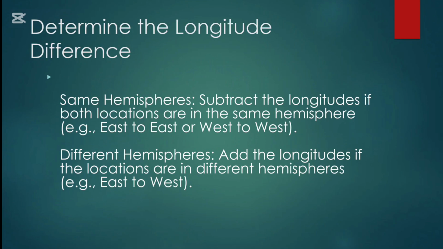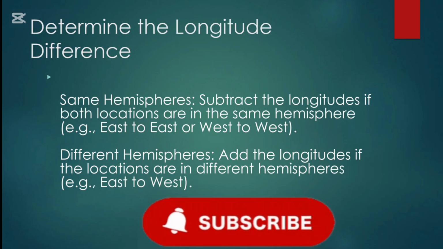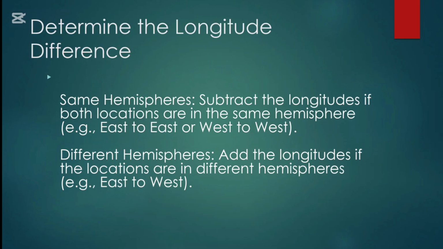So determine the longitude difference. How are we going to do it? When you are determining the longitude difference, if they are on the same longitude, we subtract them. If they are of different longitude, we add them. So when we are dealing with a question and the question contains east, we add them. West, we subtract them. But in a case where both are not on the same longitude, one is on the east and one is on the west, or one is on the west and one is on the east, we add them to get our longitudinal difference.